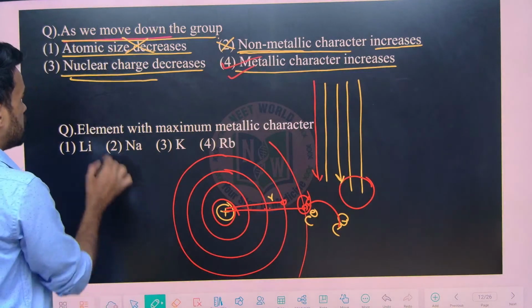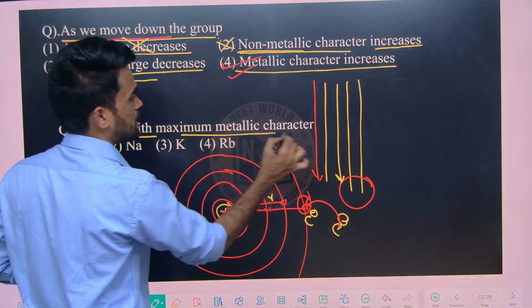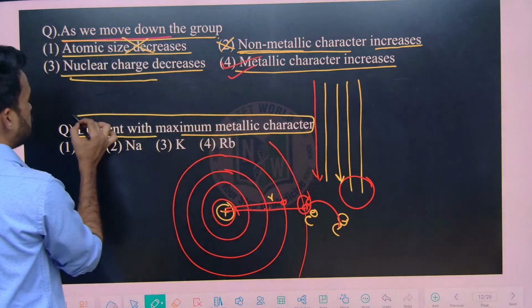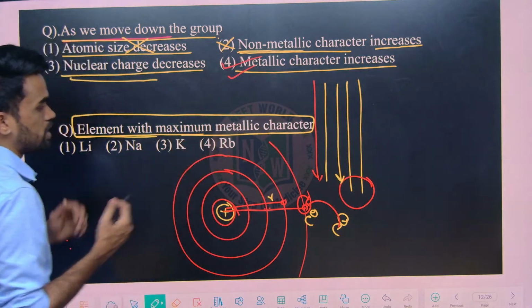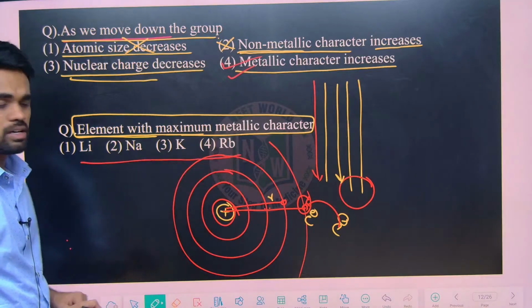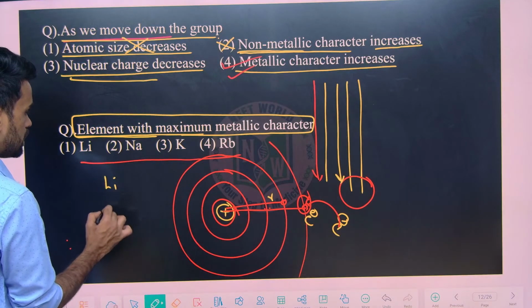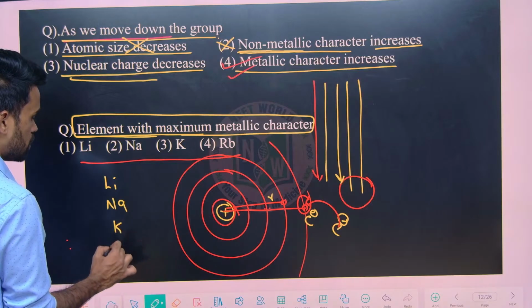Okay, right. Next, element with maximum metallic character. Now tell me, all these are alkali metals. So down the group what happens? Lithium, sodium, potassium, rubidium is given.